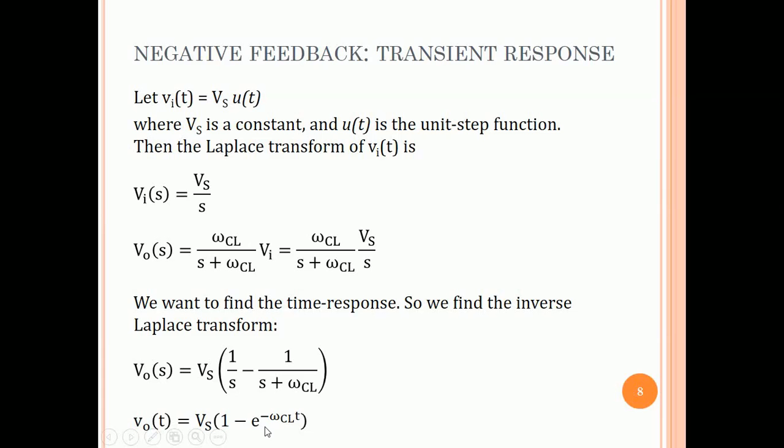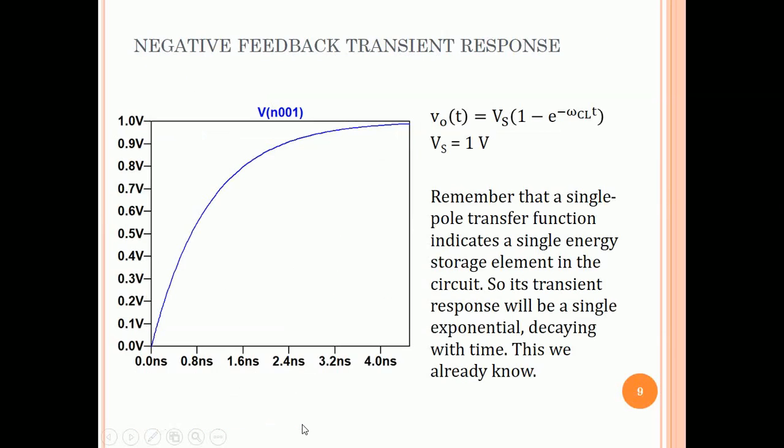We'll get an exponentially decaying output voltage as a function of time. Just for the sake of completeness, if we plot it, at t equal to 0, VO is 0, and it goes as e raised to minus omega CL t. As t tends to infinity, this term goes away, and if Vs is equal to 1 volt, the output will approach 1 volt exponentially.